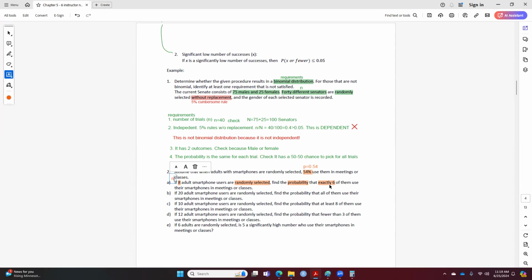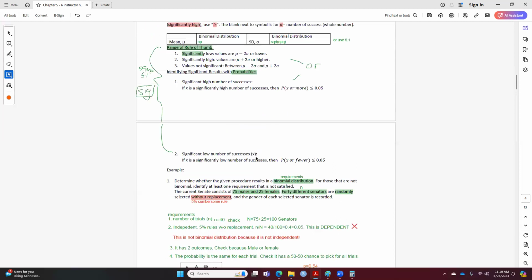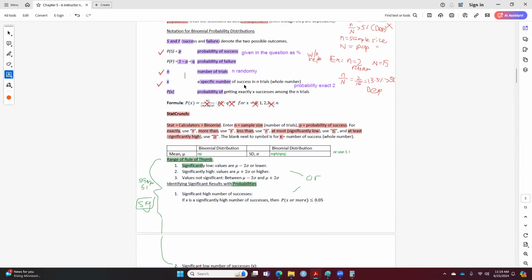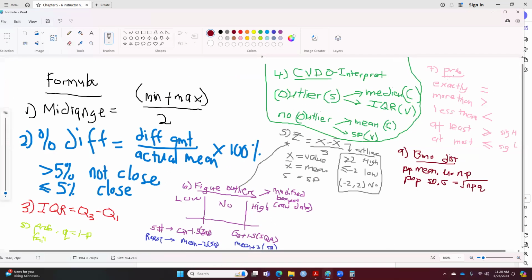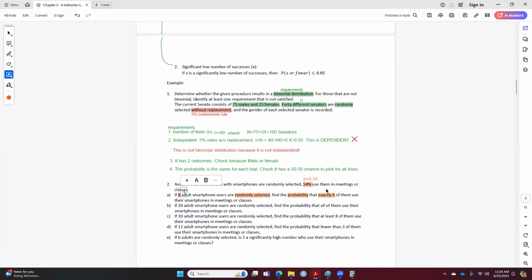And how about this, exactly 6? So what will this exactly 6 be? That would be X, because as I mentioned, X is the one that comes after the word probability. So when you hear the word probability and the word exactly, what symbol should we use for the word exactly? Equal to. Okay. So in this case, you have to write P(X = 6).